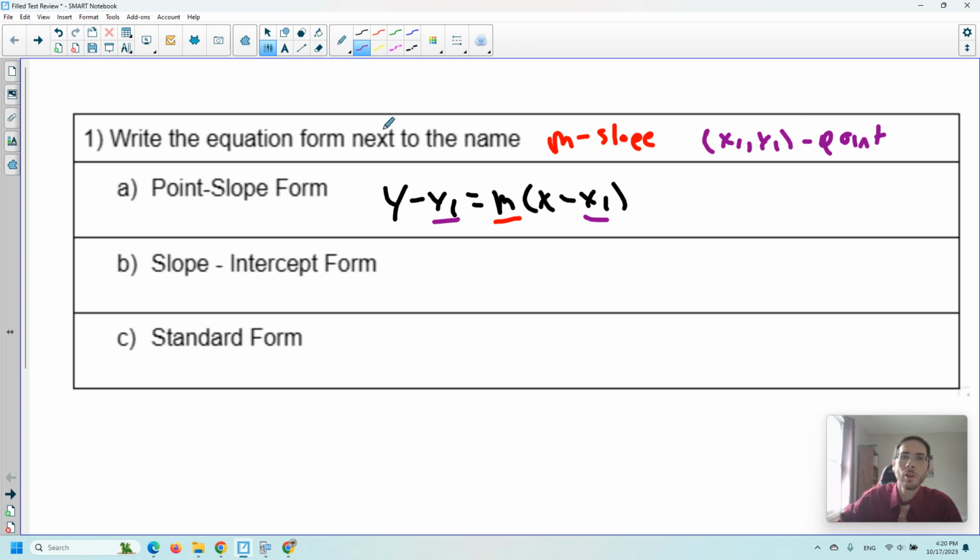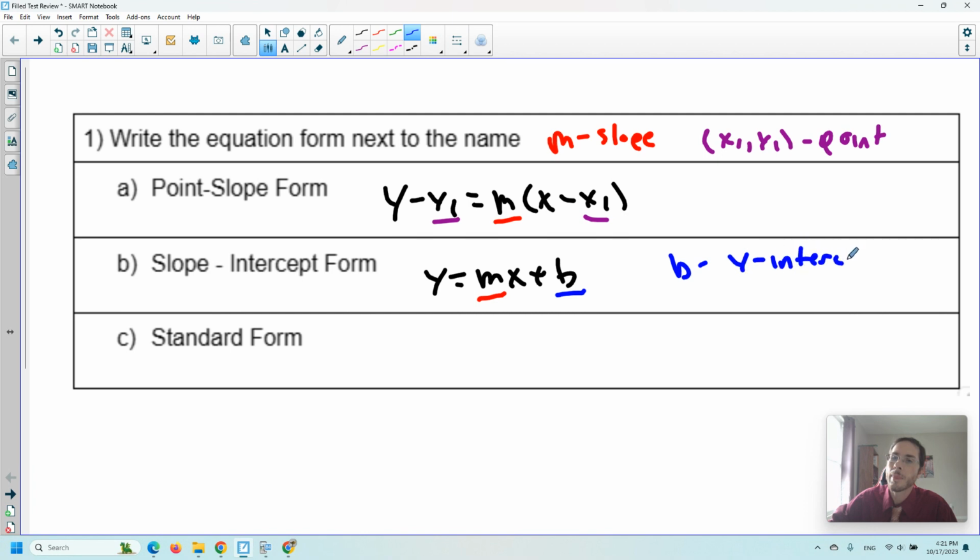B is slope intercept form. That one is y equals mx plus b. And again, m means the same thing. M is still the slope. B is a little bit different because this time b is the y-intercept. So that's what those mean. Again, you don't really need all the meanings, but I'm just putting it all here just so there's a big review just on this one slide.